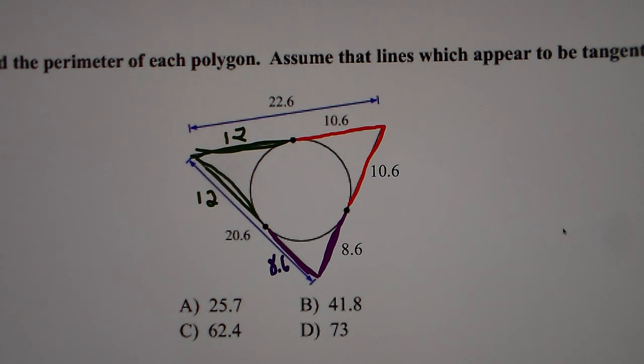Then we add up all the sides because that's what perimeter is all about. So I do 22.6 plus 20.6 plus 8.6 plus 10.6. That's going to get you 62.4, which is C in this case.